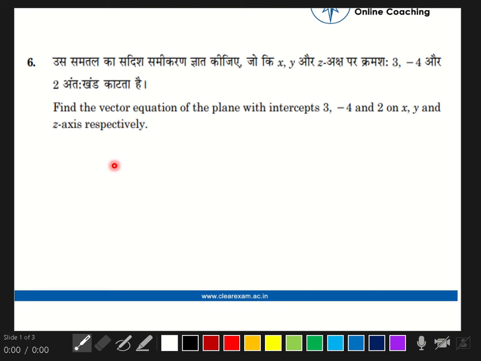Hello everyone, let's start with the sixth question. Find the vector equation of the plane with intercepts 3, minus 4 and 2 on the x, y and z axes respectively. In this question we have three intercepts 3, minus 4, 2 of a plane with respect to their axes. Now let's solve this question.